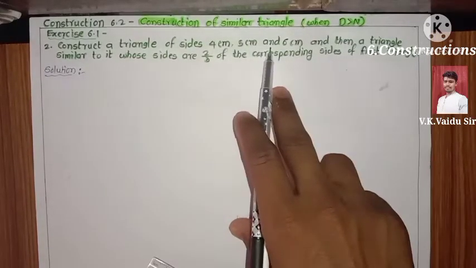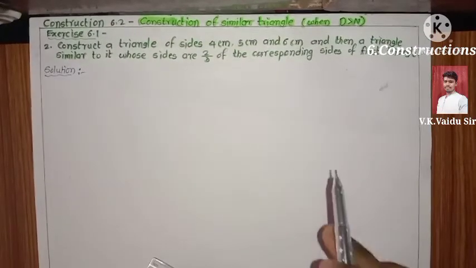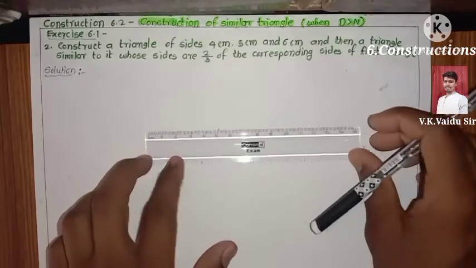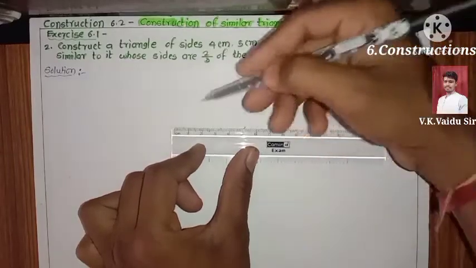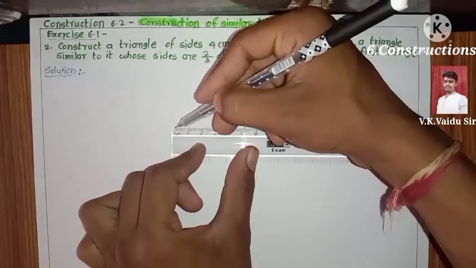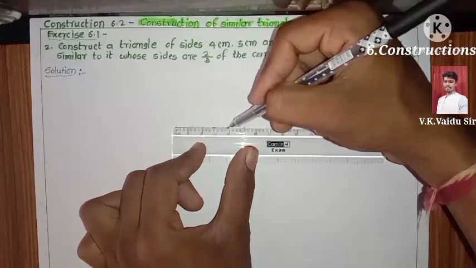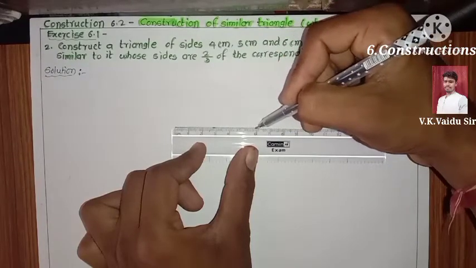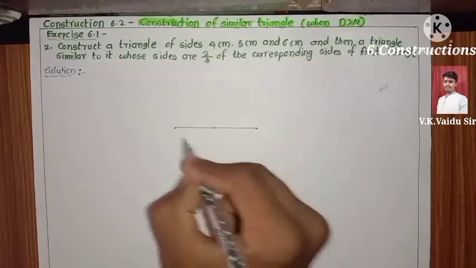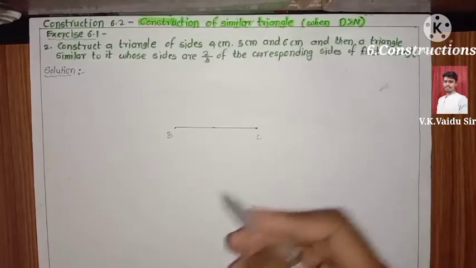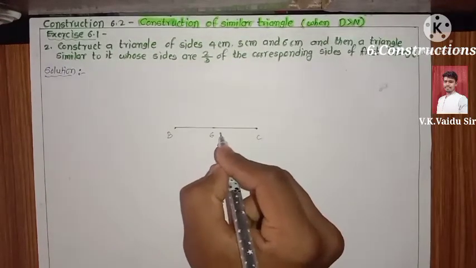Which is the largest side? 6 cm. So first draw a line segment of 6 cm. Here we draw the 6 cm line segment, marking 0, 1, 2, 3, 4, 5, 6. This is one of the sides. We name it BC. The name of the triangle is not given, so we can take any names for these sides. The first side we took is BC, which is 6 cm.